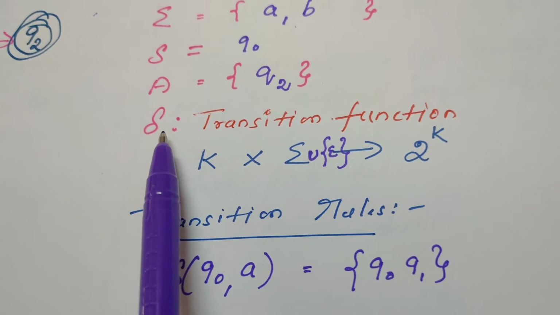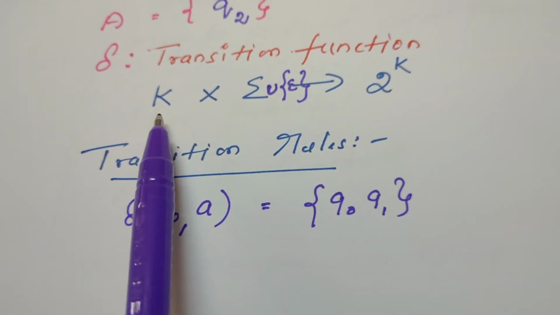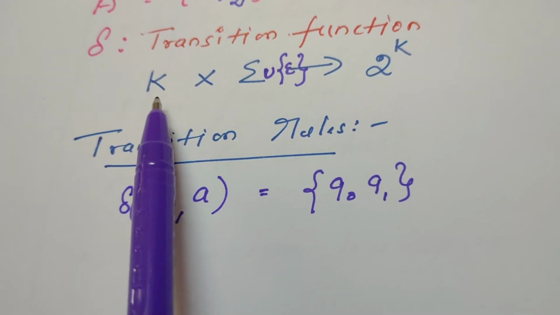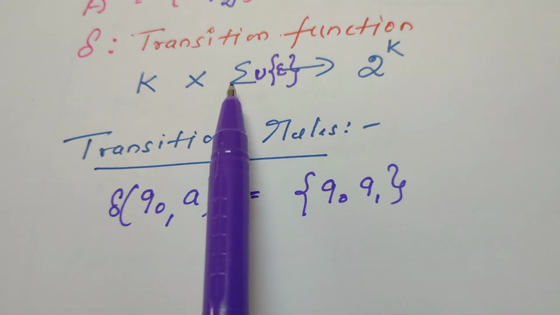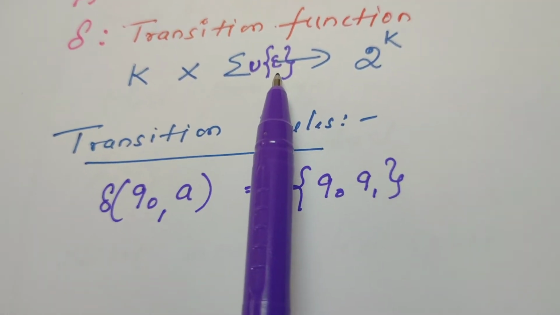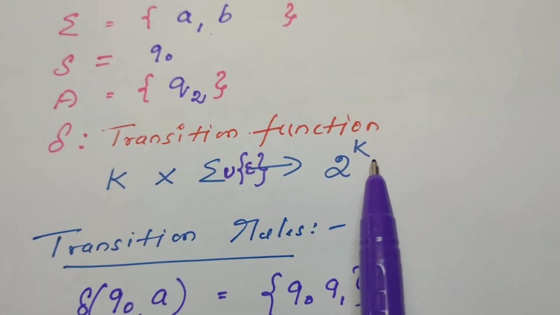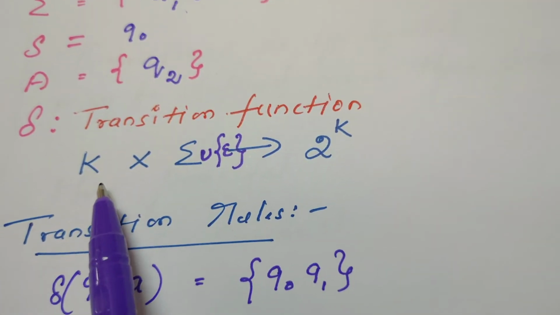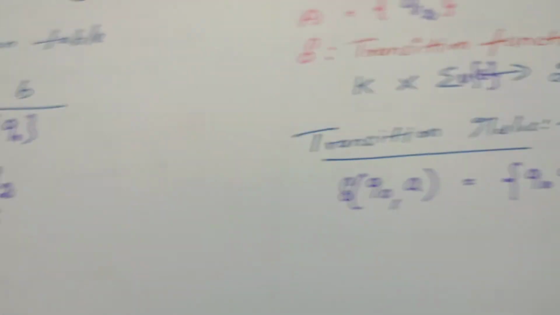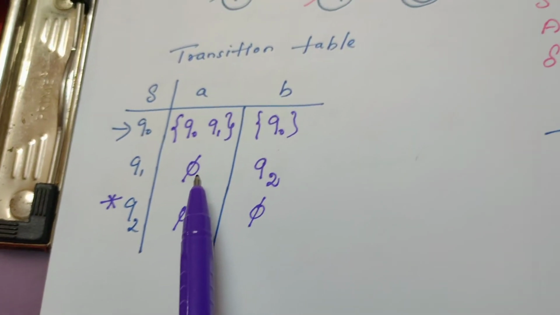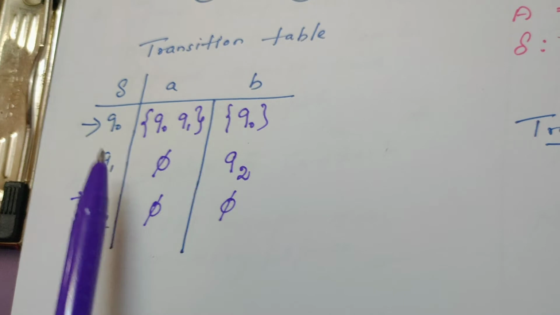Delta is a transition function. The transition function is from the given state in K, on reading the input symbol, or sometimes it may read epsilon also, it goes to 2 to the power of K. 2 to the power of K is the power set of this K. Now let us fill the transition table for the given NFSM.